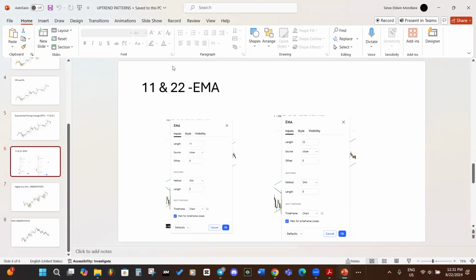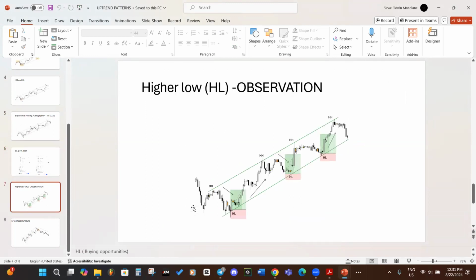Yeah, I'll send you this note. So this is just the settings of my EMAs. Here they are set to 11 and then 22, just settings.